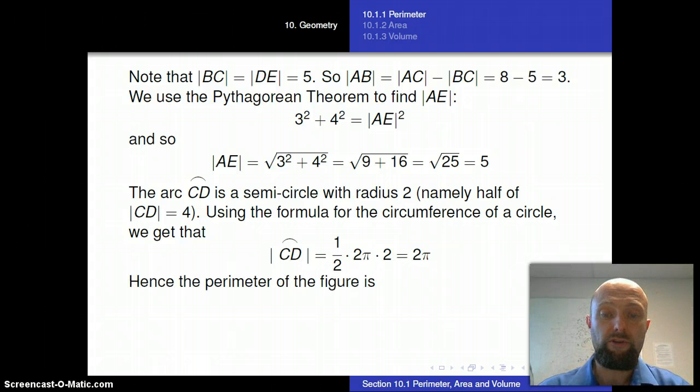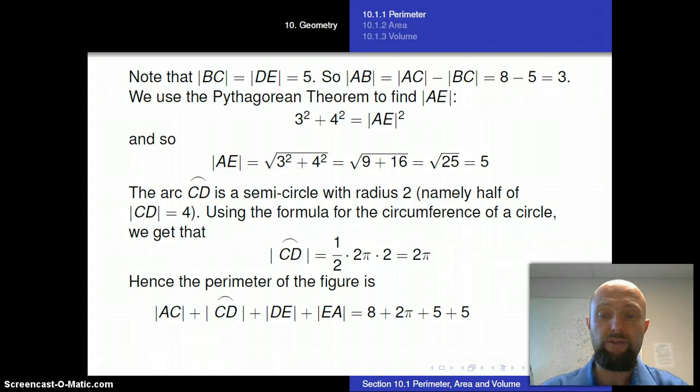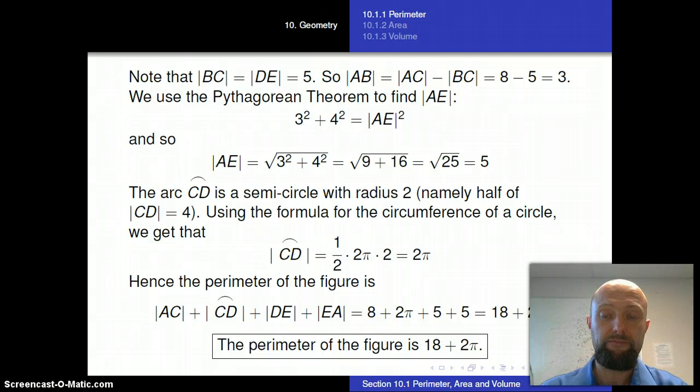Hence the perimeter of the whole figure is the side AC plus the circular arc CD plus the side DE plus the side EA, which is 8 plus 2 pi plus 5 plus 5, which simplifies to 18 plus 2 pi. And that is our final answer.